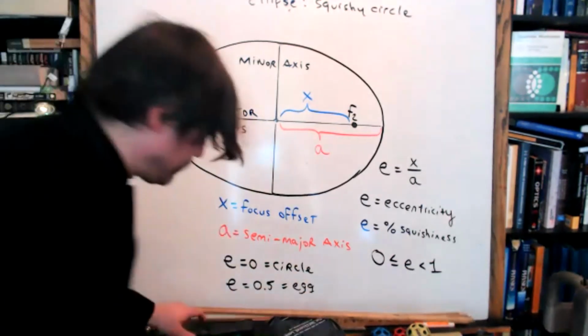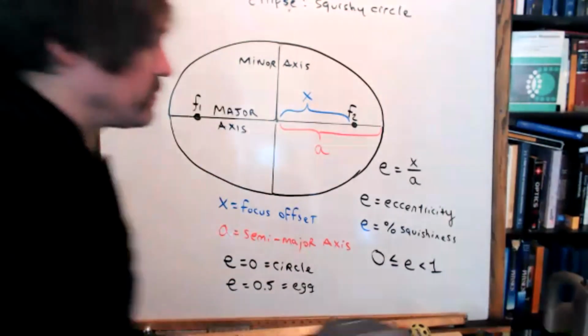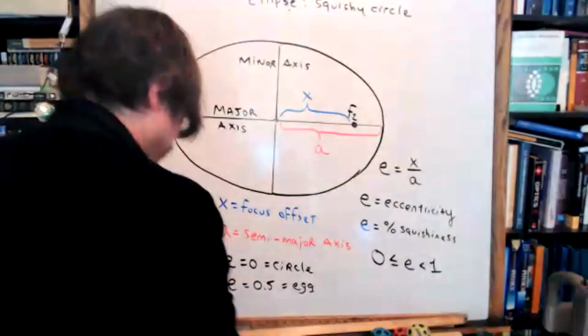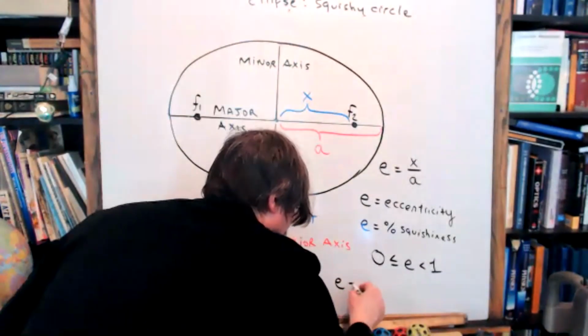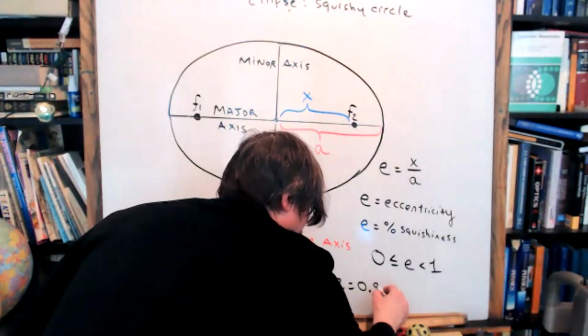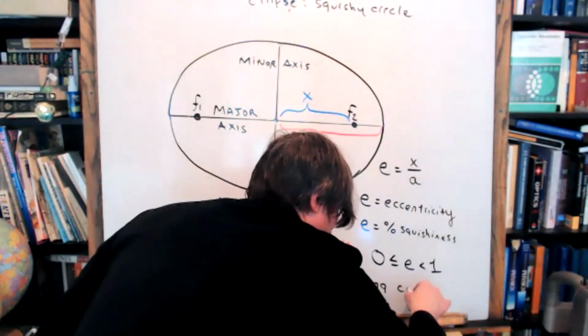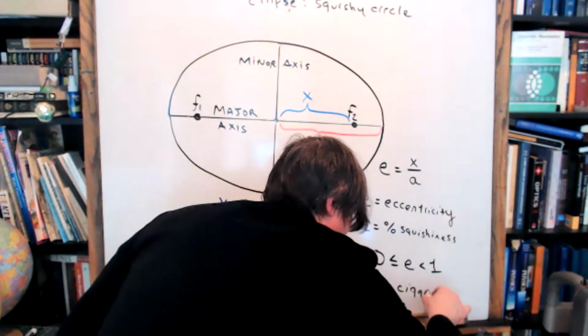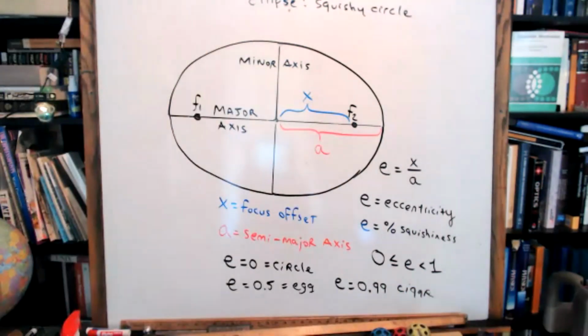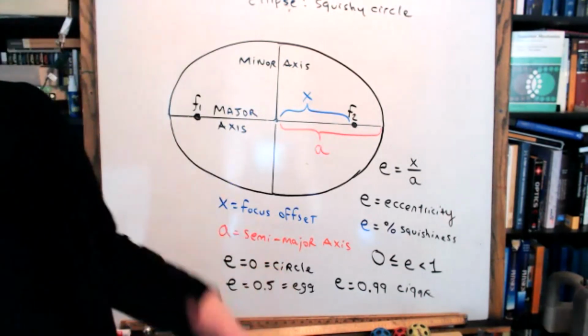Sorry, I'm getting down to the bottom of the board here. And an eccentricity of like 99% is sort of like a cigar. That's probably not too helpful, so I'm going to show you a picture. Just make sure you write all that down because you want to have that. This is important stuff. I expect you to memorize this, okay? I'm hoping you'll accidentally memorize it with time.